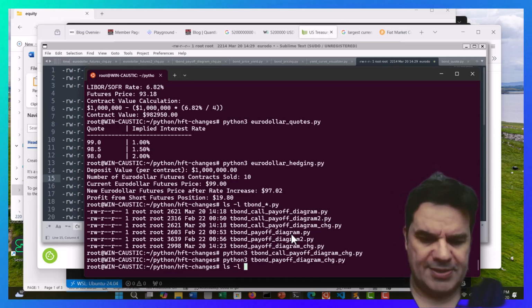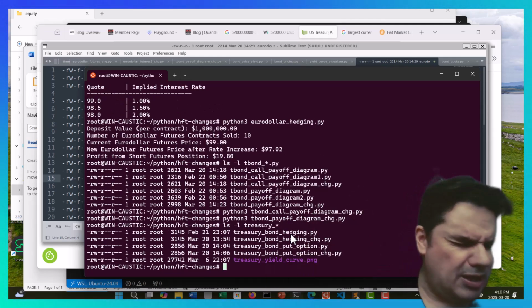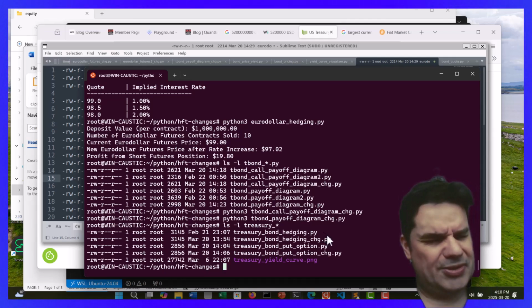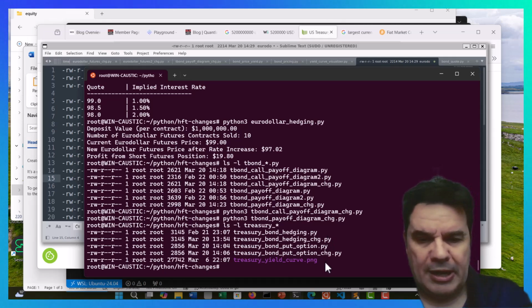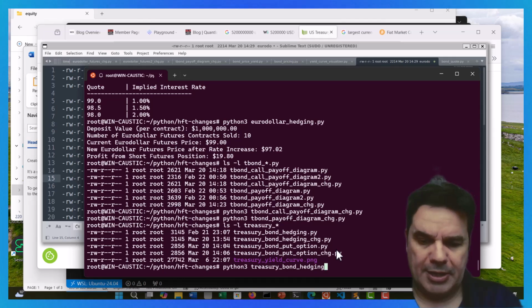All right, so let's check out some more Treasury fund stuff. And again, these are big boy contracts, a million plus. I don't think a lot of people watching this will ever go into that unless you're from an institution. But let's check her out. So let's run the first one here, Treasury bond hedging change.